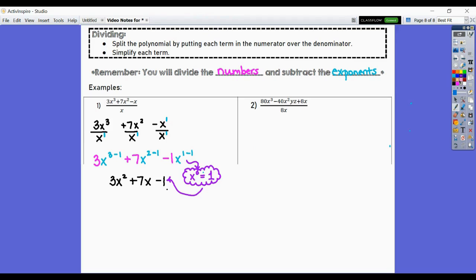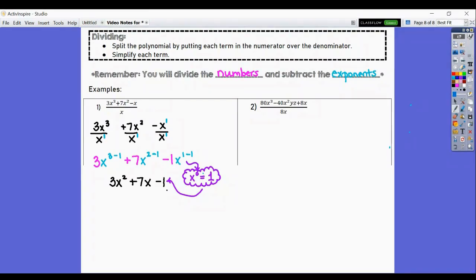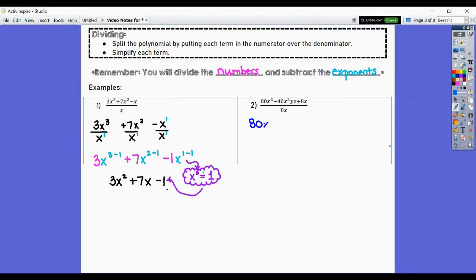Let's go ahead and try example number 2 again. First step is line up my first term of 80x cubed all over 8x. Then I'm subtracting that 40x squared yz all over 8x. And then I have a positive 8x all over 8x. As a reminder, when there's no exponents written, it's an exponent of 1. So I'm going to put the hidden ninja 1 on every single base that doesn't have an exponent specifically there because we know it's that hidden ninja 1.